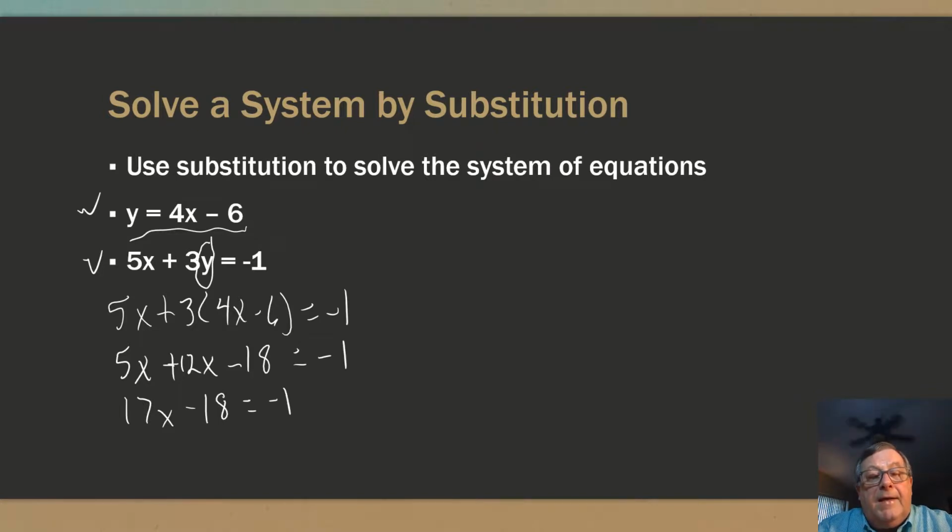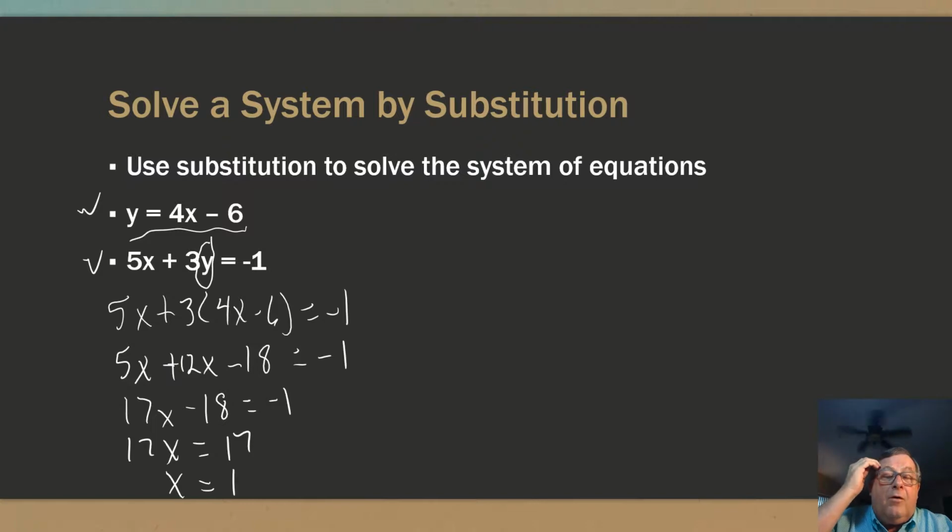And then we can add 18 to both sides. And so -1 plus 18 is going to be 17. And then we got 17x equals 17. And of course, dividing both sides by 17, we're going to say that x is equal to 1.